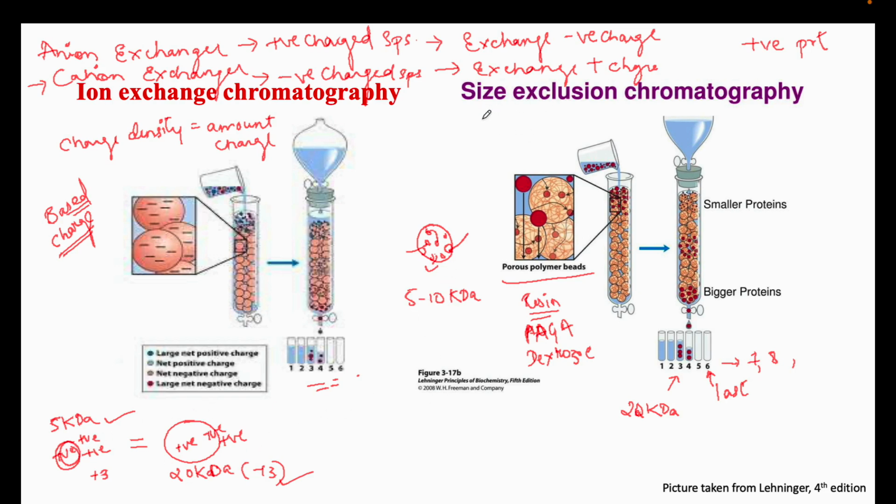So in size exclusion chromatography, the protein is purely separated based upon size. Okay, and this range of size can be further reduced depending upon the type of resin. So ion exchange chromatography will purely elute the protein based on the charge and not on the molecular weight, whereas size exclusion chromatography will purely elute the protein based upon the size.